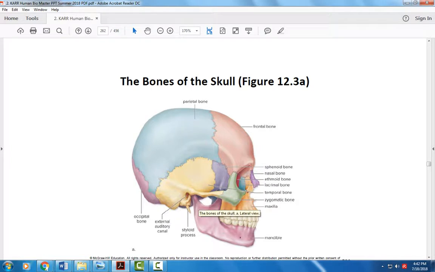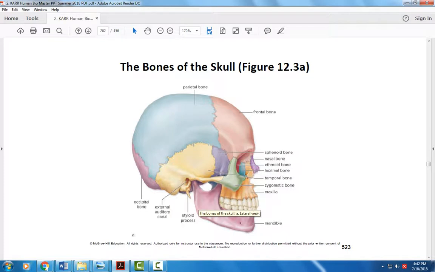So just a quick review. We remember that the bones of the skull protect the brain. That's their main function. And we have a couple of joints. We have what are called sutures here.